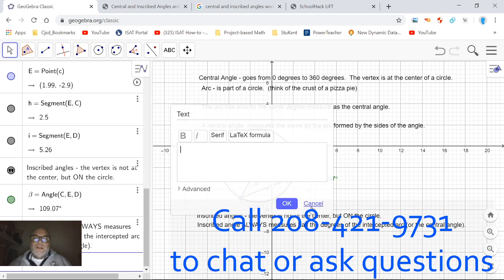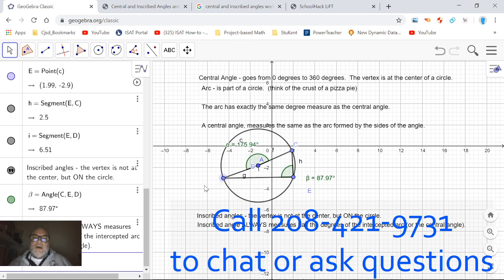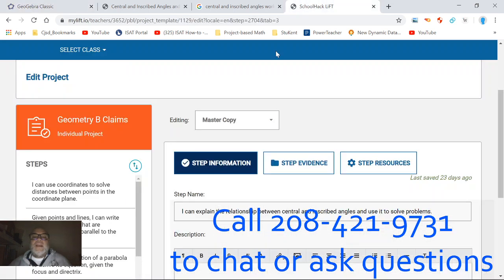So that's the concept, right? So now this is what we have to understand. That's the relationship. 126, this is half of 126, right? So that's the relationship. So looking back at our objective here, it says I can explain the relationship.